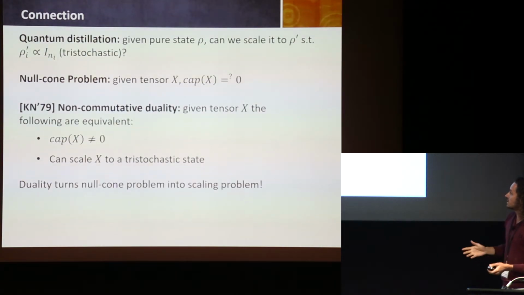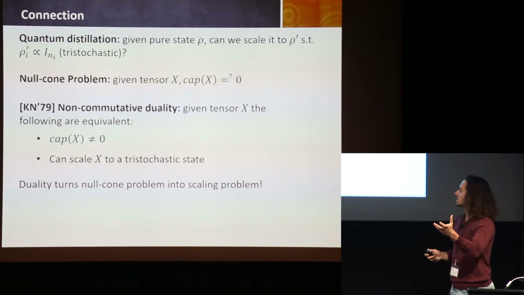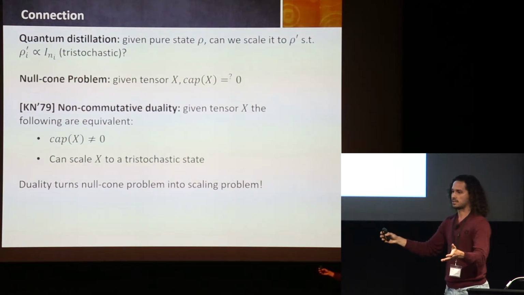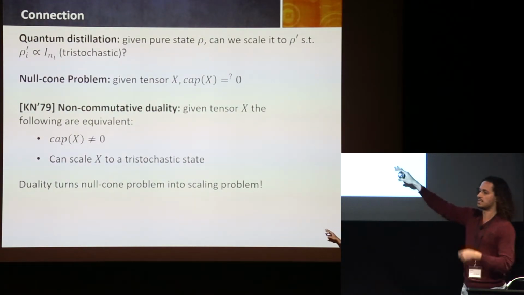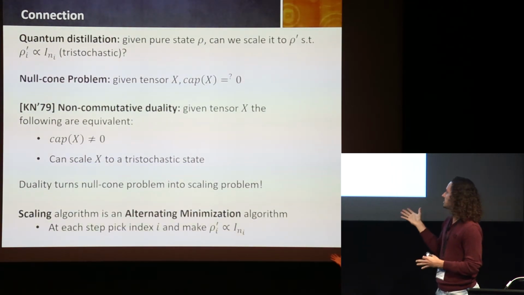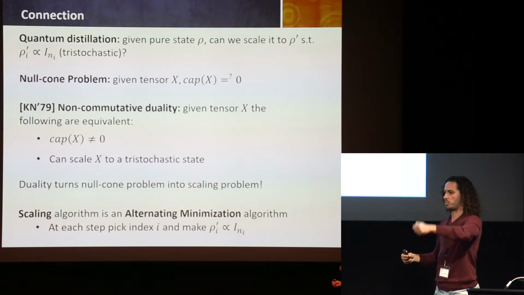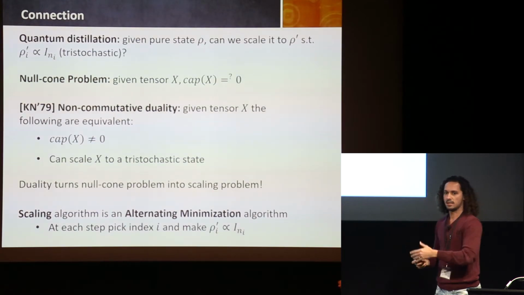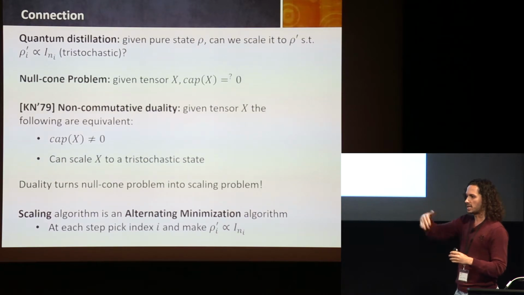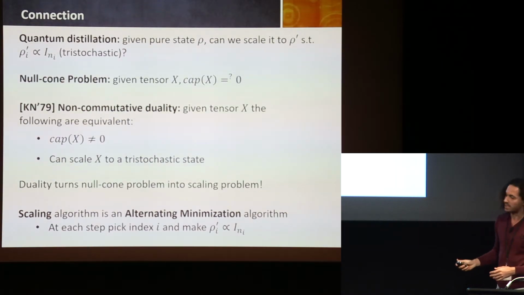And this duality turns the null cone problem into a scaling problem, because now, given a pure state, I just want to try to scale it to the tristochastic state, as opposed to trying to find the infimum in the orbit. And the scaling algorithm is simply this alternating minimization algorithm. So if I pick a quantum state, I look at each particle at a time. Let's say we go cyclically, and then we make this particle marginal stochastic. And then I keep doing this, okay? And then we have an analysis in the paper, which I don't have much time to describe.